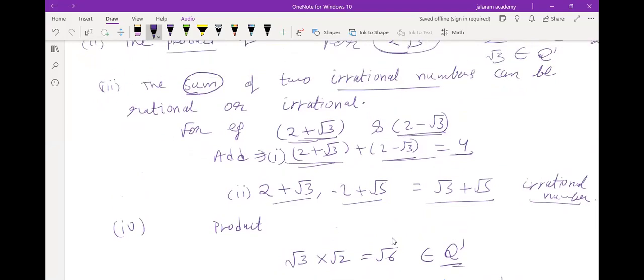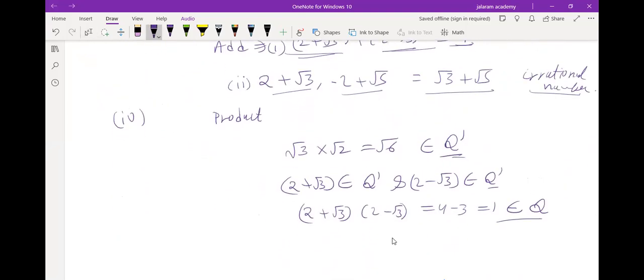Similar is true for the product also. The product of two irrational numbers can be rational or irrational both. If you multiply root 3, which is an irrational number, with root 2, which is also an irrational number, the result is root 6, which is an irrational number. If you multiply 2 plus root 3 with 2 minus root 3, it equals a square minus b square. 2 square minus root 3 square means 4 minus 3 equals 1, which is a rational number. Is that clear to you? Written everyone?